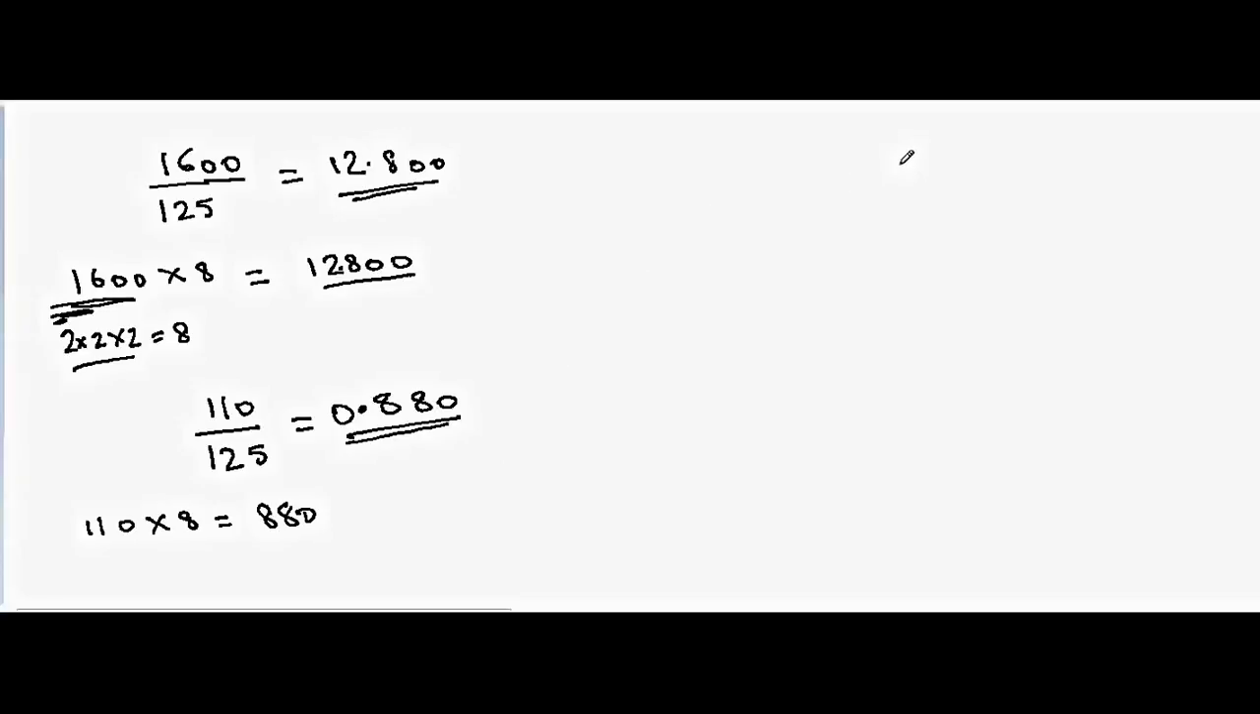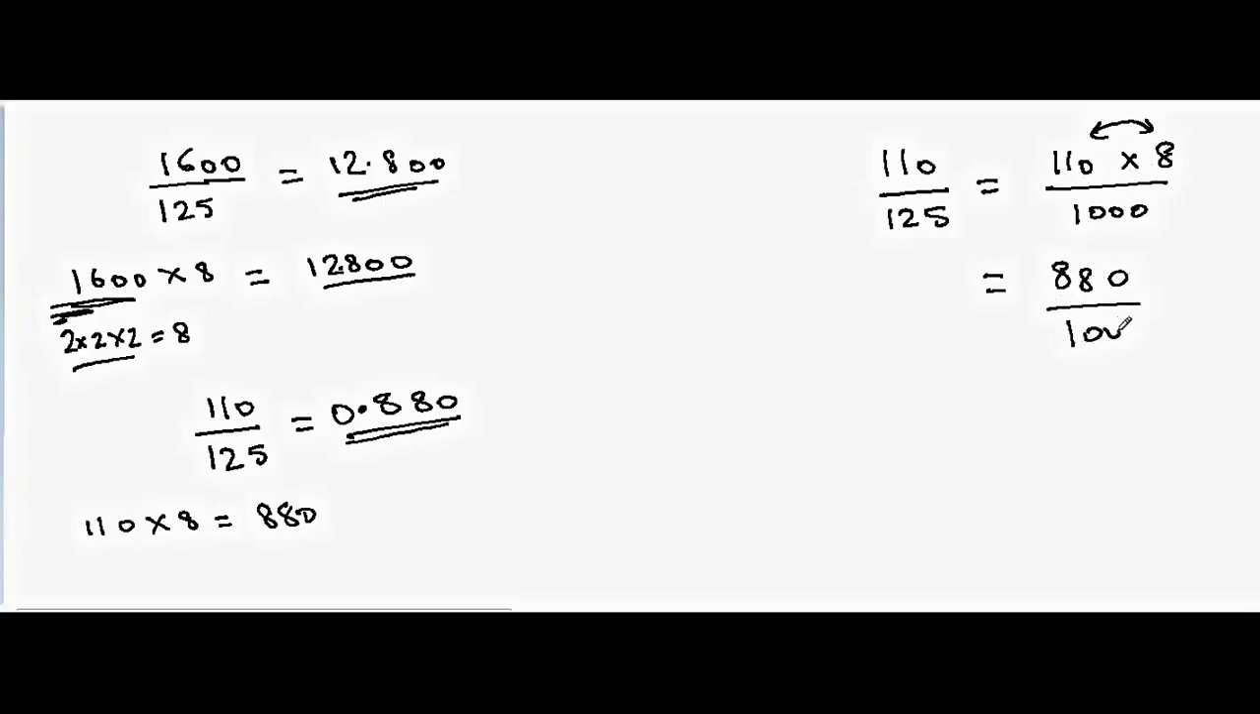So again, how I come with this trick is, I have 110 and I have 125, so that will be equal to 110 into 8 divided by 1000. So in this case I'm just multiplying the number by 8 and then I'm dividing by 1000. So that's equal to 880 divided by 1000, that's equal to 0.880.